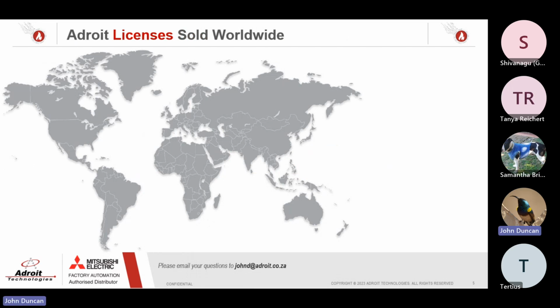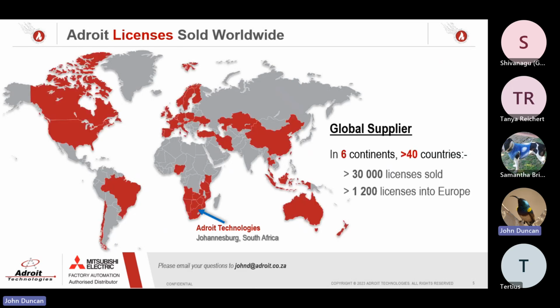We are located here in Johannesburg, South Africa. And we have sold Adroit licenses in 6 continents and in over 40 countries worldwide. Over 30,000 licenses have been sold up to date. So you can see there's quite a wide spread of countries that are actually using our software.